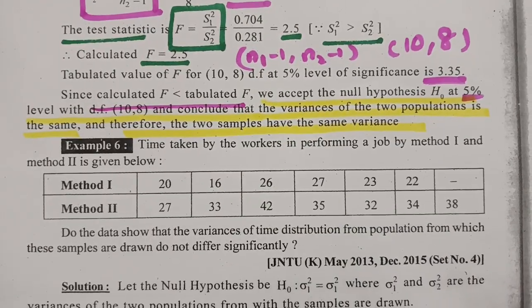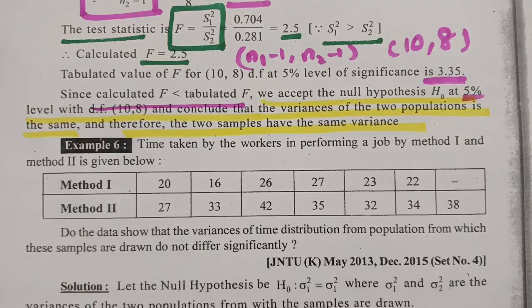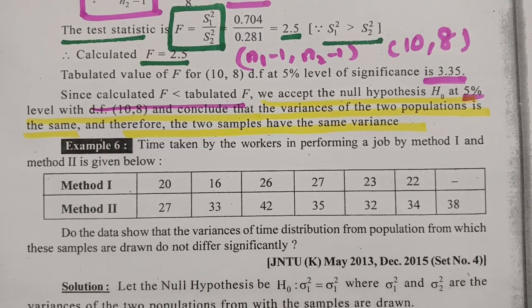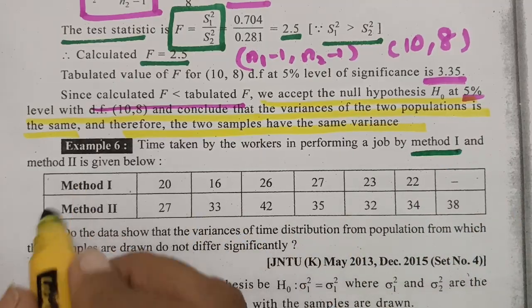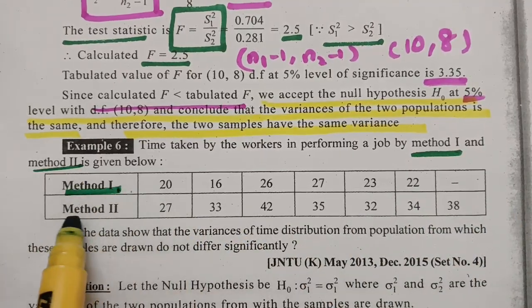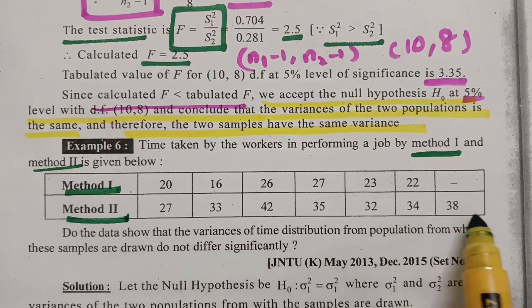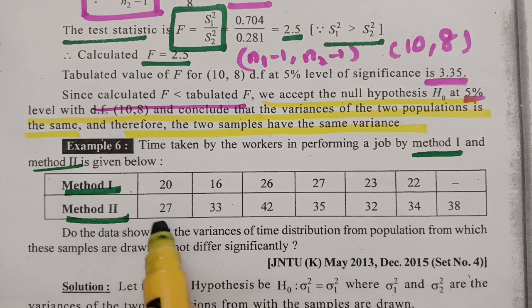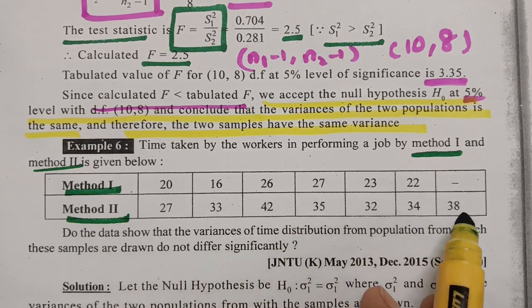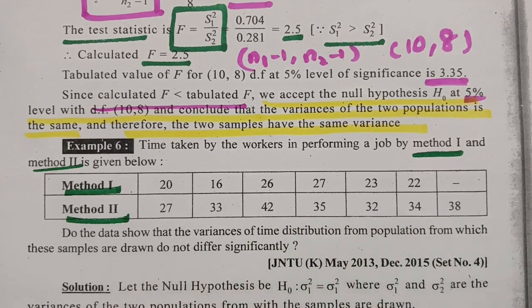And the next one is example 6. So here is example 6. The time taken by the workers in performing a job by method 1 and method 2 are given below. This is method 1 and this is method 2, and this is the data here. 1, 2, 3, 4, 5, 6: n1 is equal to 6. 1, 2, 3, 4, 5, 6, 7: n2 is equal to 7.